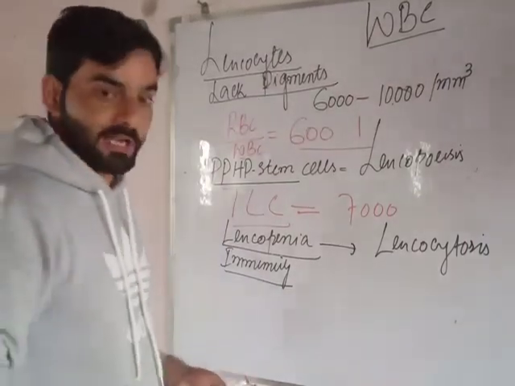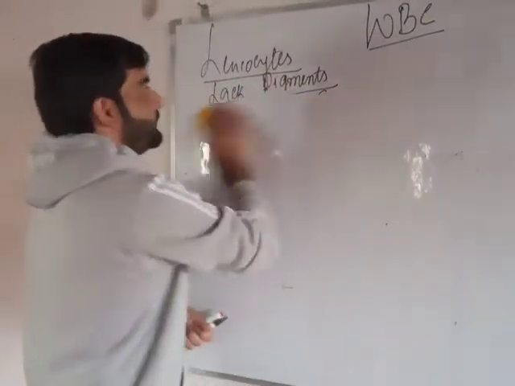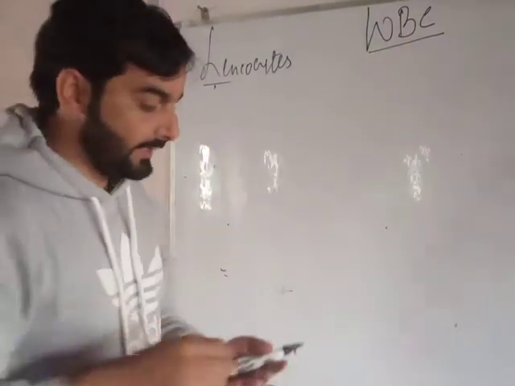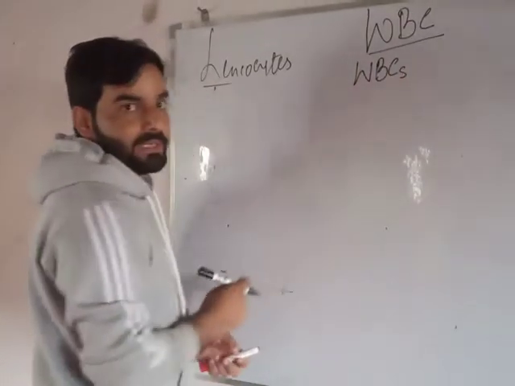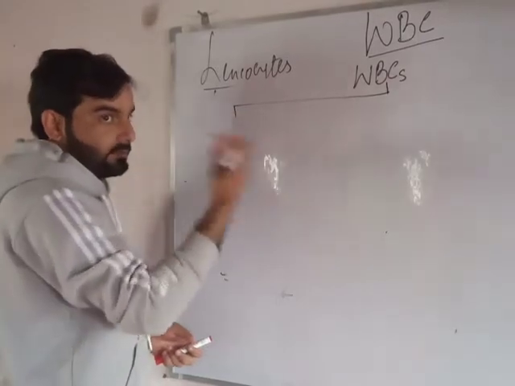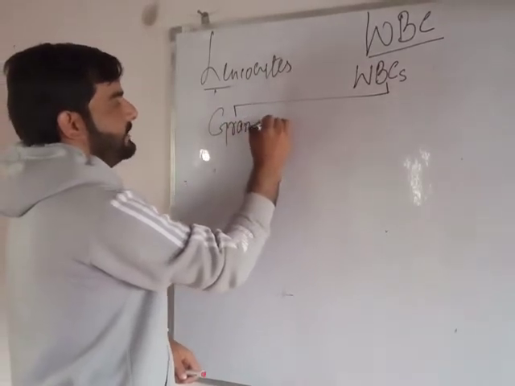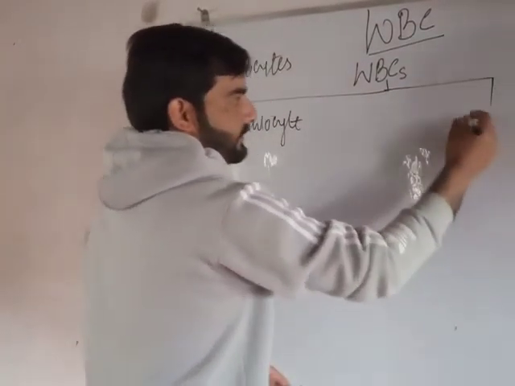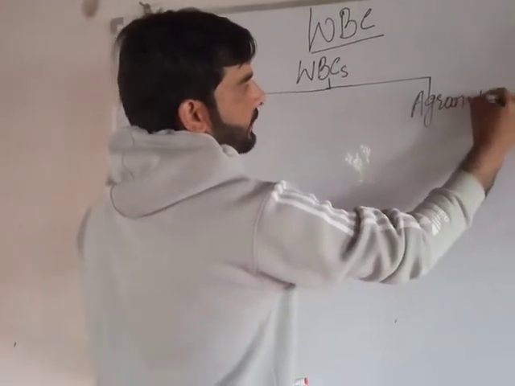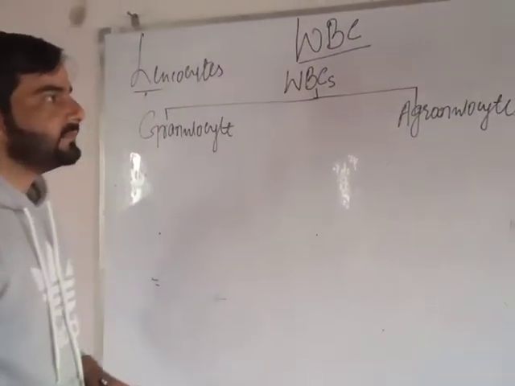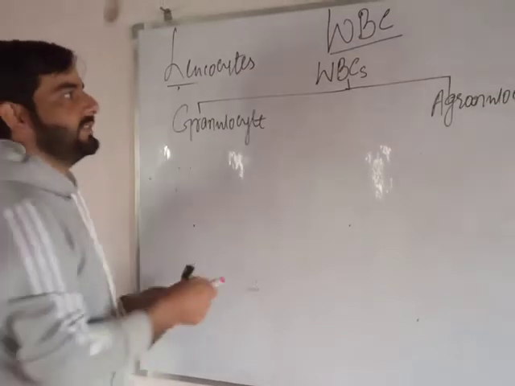There are 5 types which we have to see. Basically, first we say that WBCs, white blood cells, are of mainly 2 classes. One is granulocyte. Second is agranulocyte or non-granulocytes. Now, we classify WBCs on the presence of the granules.